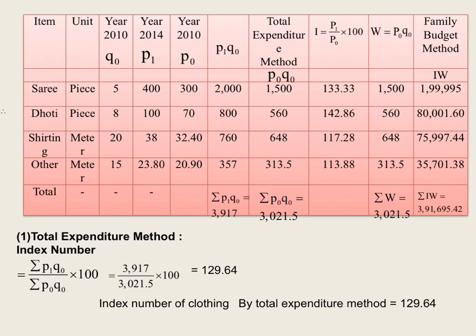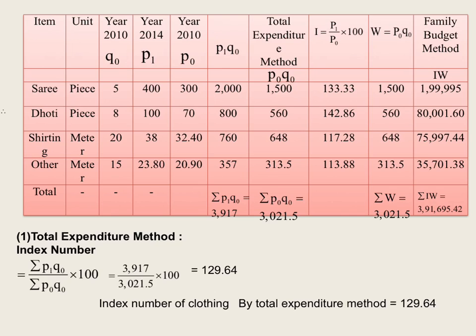So the first part, the first method, is completed. Now the second method is family budget. Under this method, what do we have to find? We have to calculate I and W. W is not straight away given, so we have to multiply P0 with Q0. That is our W. I is P1 upon P0 into 100. Current year price and base year price are both given, so we simply divide P1 by P0 and we get 133.33, 142.86, 117.28 and 113.88.